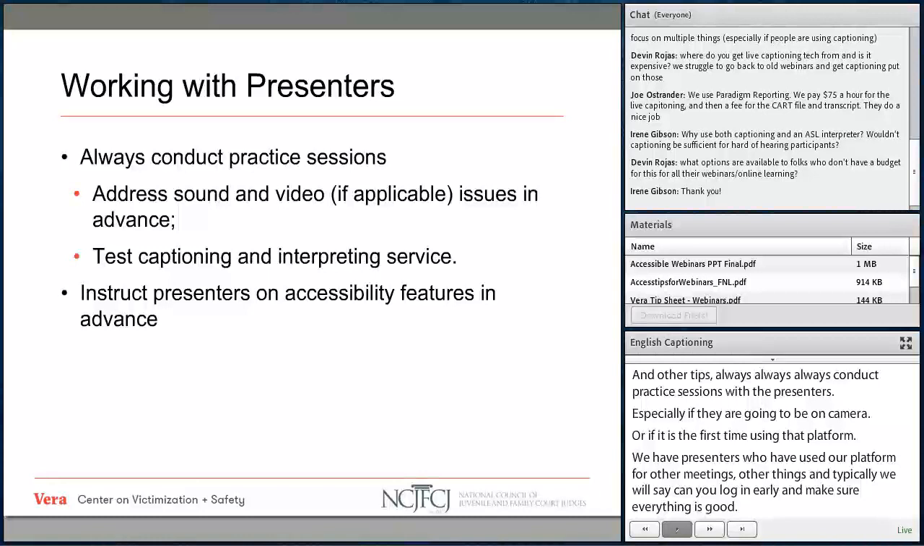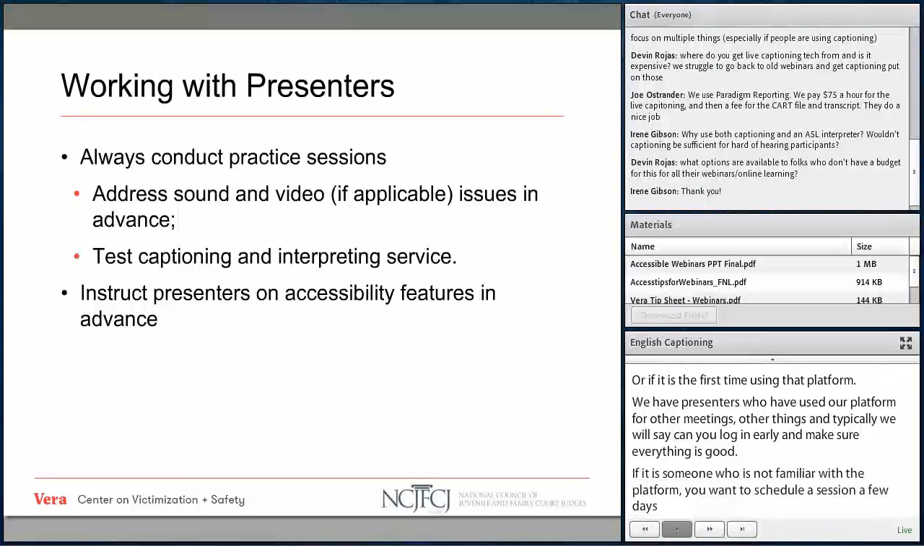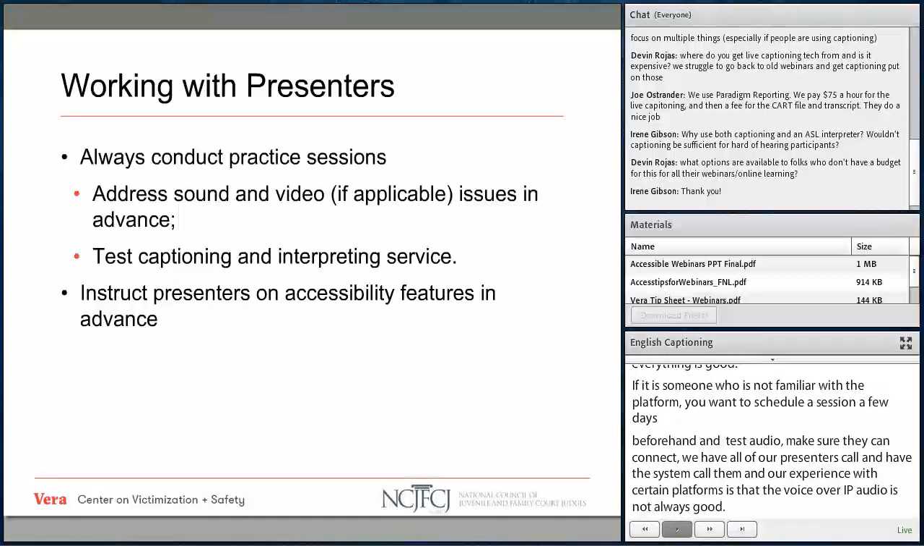make sure they know how to connect their audio. We have all of our presenters have the system call them. Our experience with certain platforms is that the voice over IP audio is not always as good. Again, that depends on the platform. The platform that we use, we like to have people call in or call out. We want to make sure they know how to do that appropriately.